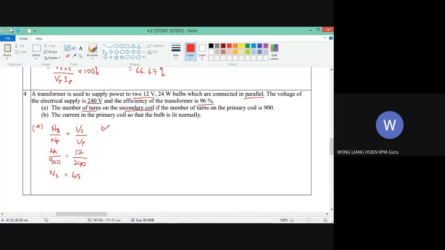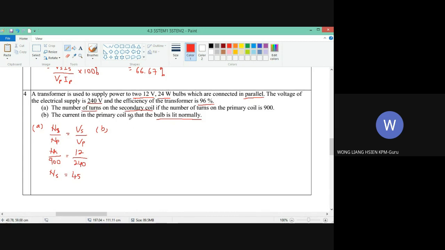Okay, B. The current in the primary coil so that the bulb is lit normally. You see, this word is very important. It says so that the bulb is lit normally, that means the bulb gets 24-watt power. Okay, and the efficiency of the transformer is 96%. Okay, this is very good.